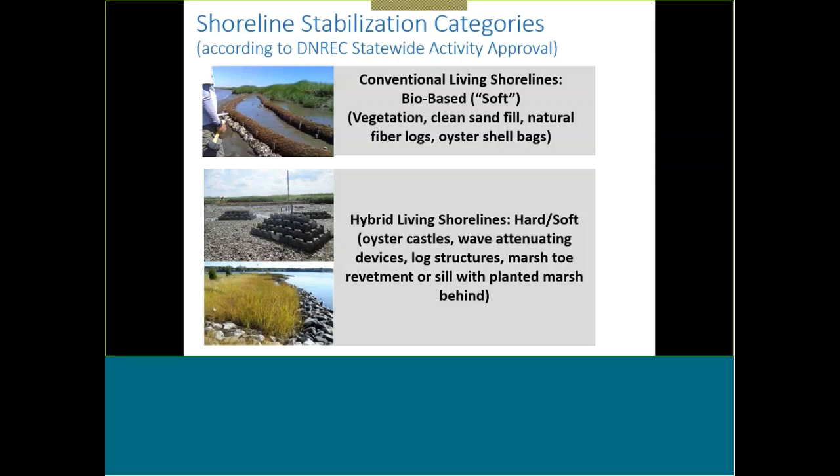and that would be comprised of native vegetation, sand fill, those coir logs that Chris just showed you, oyster shell bags. And then alternatively, you can go more the route of a hybrid living shoreline, where it's a combination of hard and soft material. So you have all the components that are listed above, and then in addition, you would add on some other components like Oyster Castles, offshore wave attenuating devices in all the different forms, maybe some logs or an offshore toe or a sill with a marsh planted behind it.